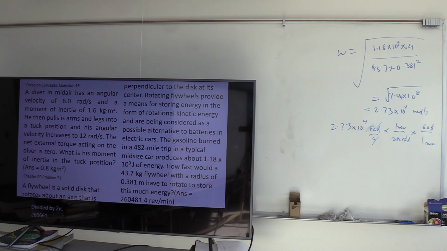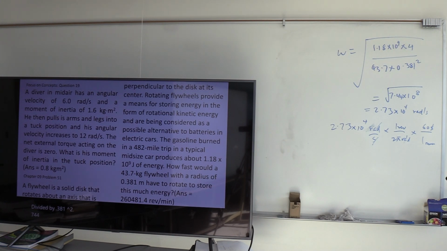Get 260481. So did we miss something? So maybe we did some approximation. So let's not approximate. Let's go back. 1.18 times 4 is given by that. Divided by 43.7, divided by 0.381 squared, .744 times 10 to the 9.